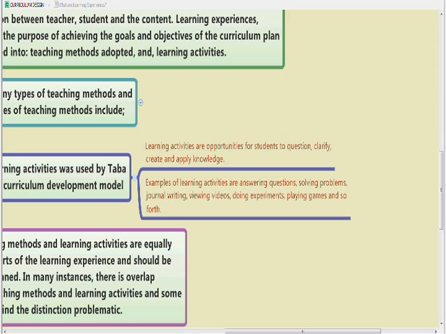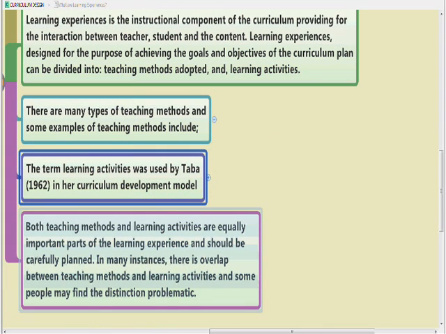Examples of learning activities are answering questions, solving problems, journal writing, viewing videos, doing experiments, playing games, and so forth. So these are things that we are familiar with, but you need to be mindful when you're designing this. Both teaching methods and learning activities are equally important parts of learning experience and should be carefully planned. In many instances, there is overlapping between teaching method and learning activities, and some people may find the distinction problematic.